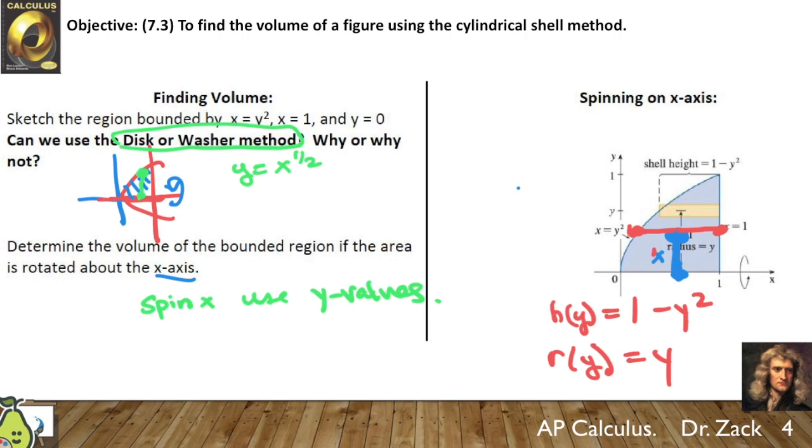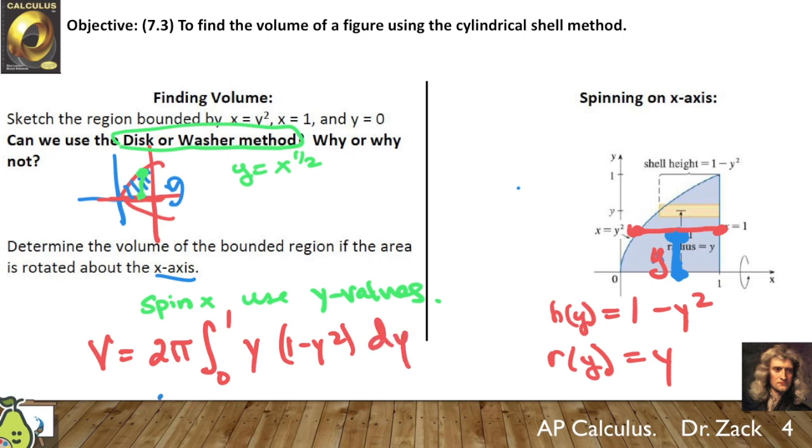And I wrote x, but that really should be a y. And the radius with respect to y is y. So our volume, which is 2 pi integral. Now, what are the y values that we're using? We're going from 0 to 1. Height with respect to y, which will be our 1 minus y squared, and the radius with respect to y, which is y. There's your dy.